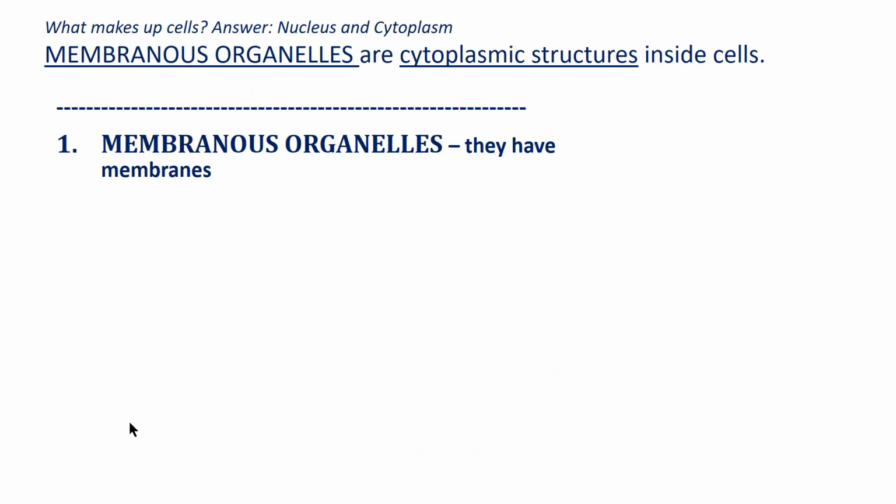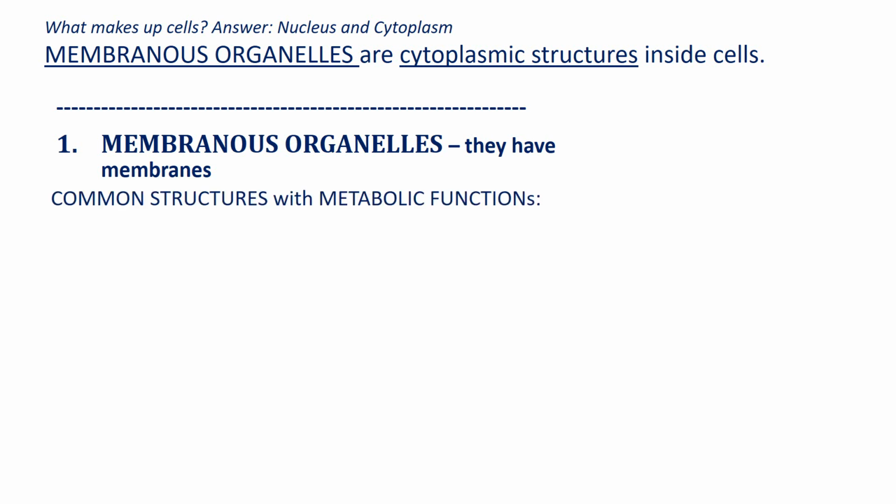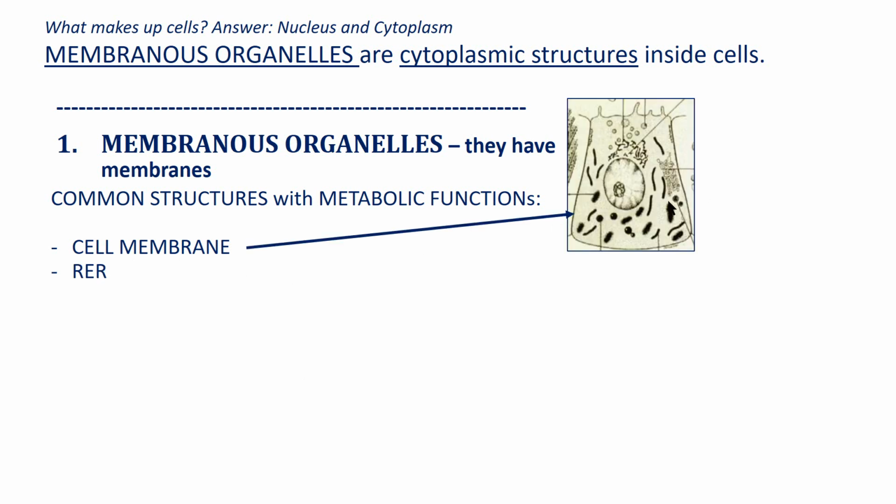So if we look at membranous organelles, like I say, they have membranes. What are they? Well, these are common structures with metabolic function. In other words, almost all cells have to have them to be alive. Cell membrane is one of them. Cell membrane, remember, the gatekeeper. And if we look at this cell, we can see there's a cell membrane that surrounds the cell.